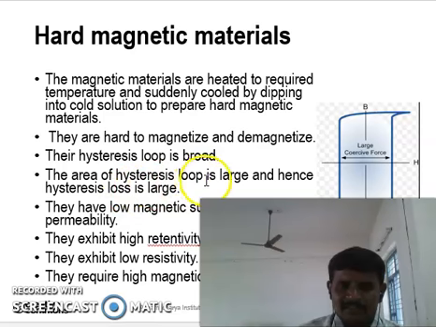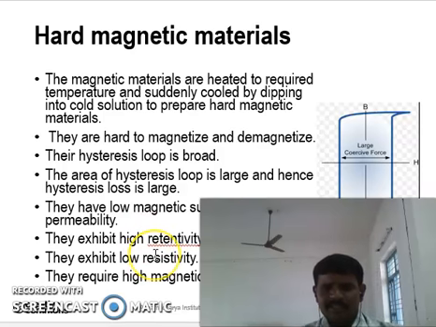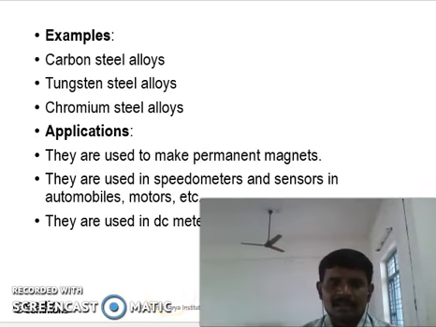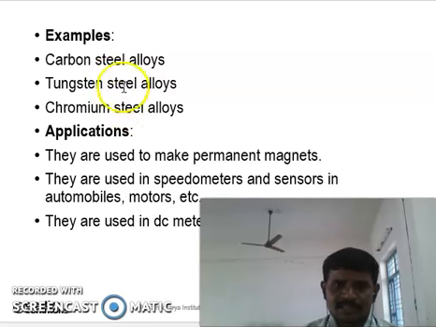Their hysteresis loop is broad. The area of the hysteresis loop is large and hence the hysteresis loss is large. They have low magnetic susceptibility and permeability. They exhibit high retentivity and coercivity. They exhibit low resistivity. They require a high magnetic field to magnetize. The examples of hard magnetic materials are cobalt steel alloys, carbon steel alloys, tungsten steel alloys and chromium steel alloys.